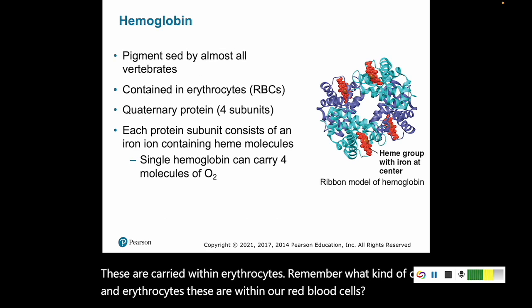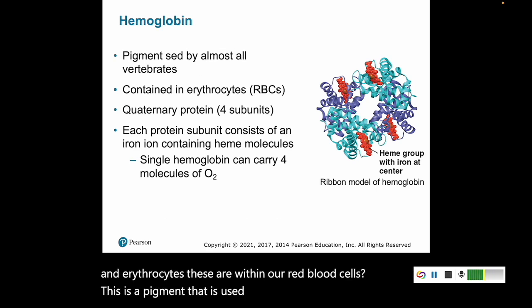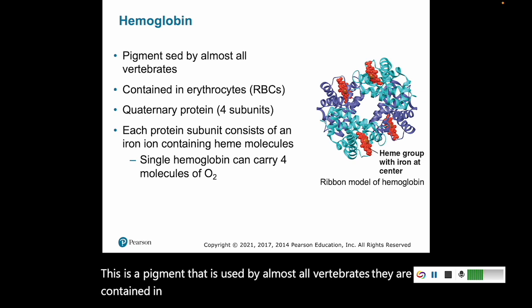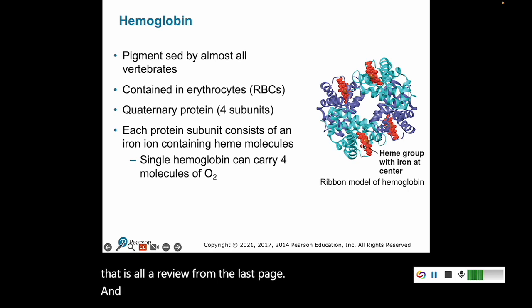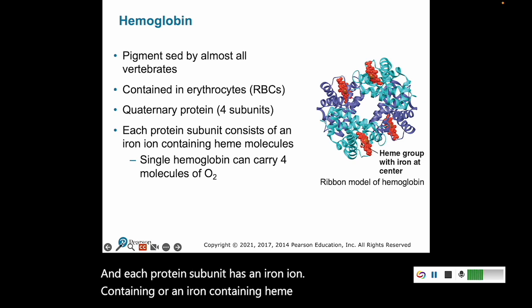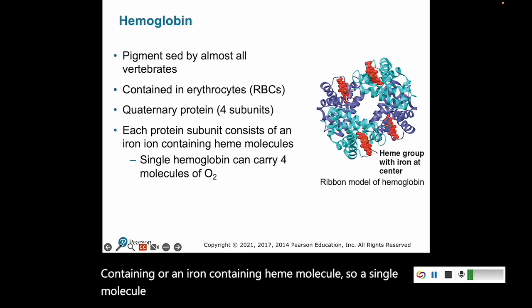This is a pigment that is used by almost all vertebrates. They are contained in erythrocytes, and they're a quaternary protein. I think that is all a review from the last page. Each protein subunit has an iron ion containing heme molecule. So a single molecule of hemoglobin can carry 4 molecules of oxygen.